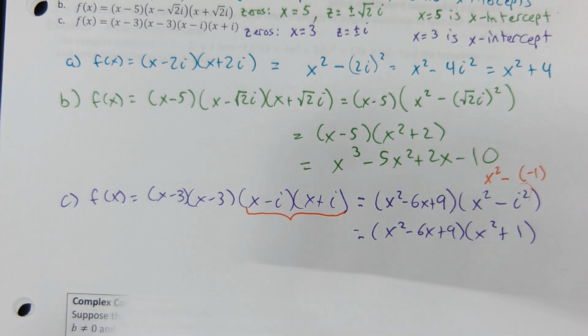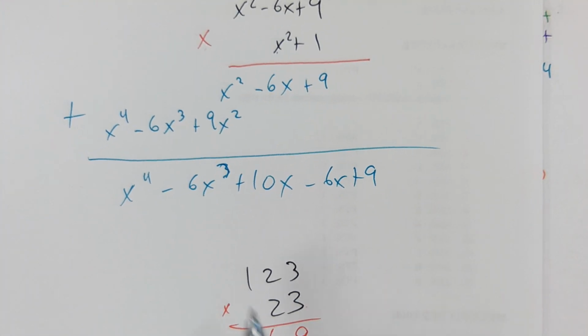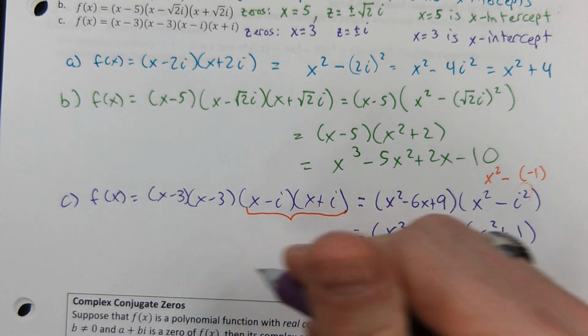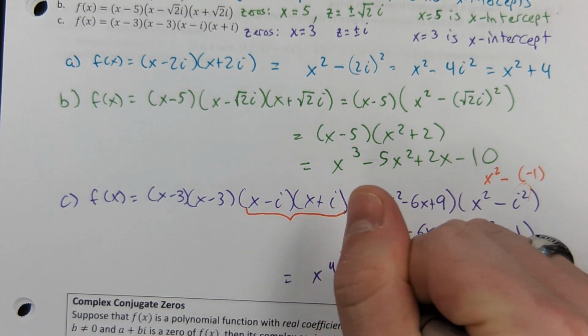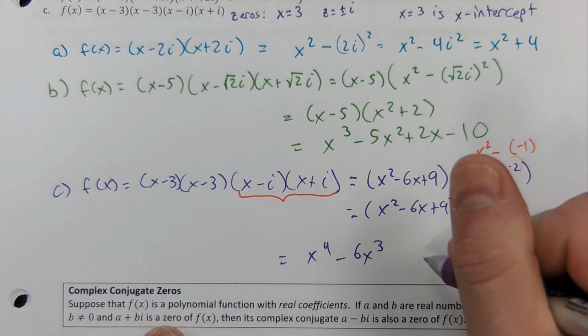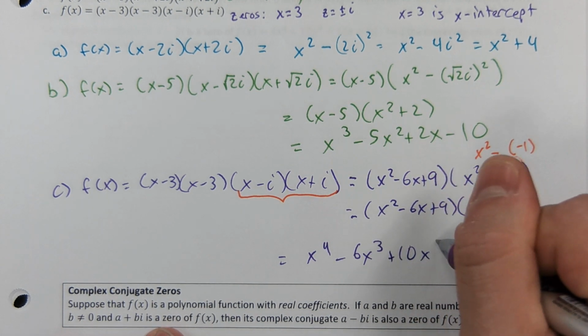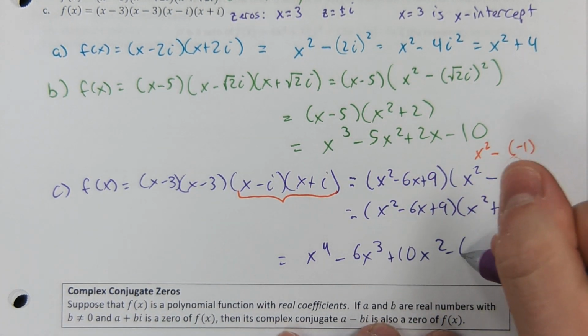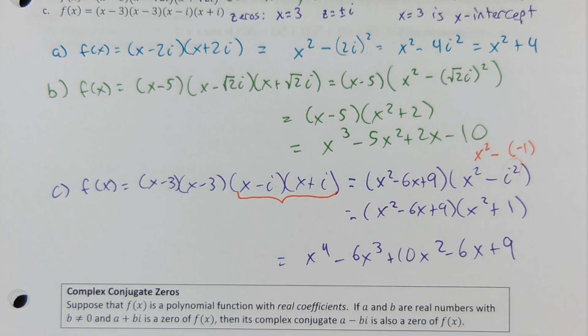Anyway, we already got our result. It was right here. So that is x to the fourth minus 6x to the third plus 10x squared. I missed a square in my answer. Minus 6x plus 9.